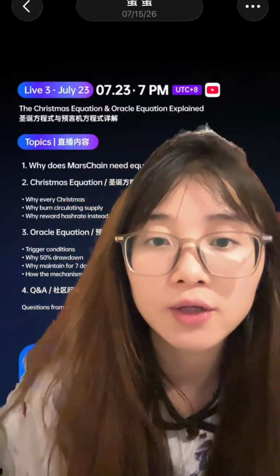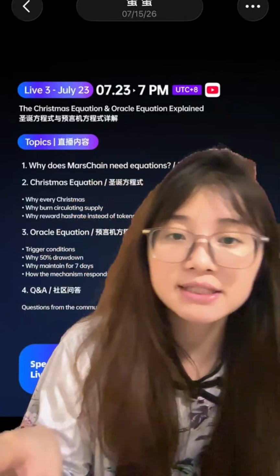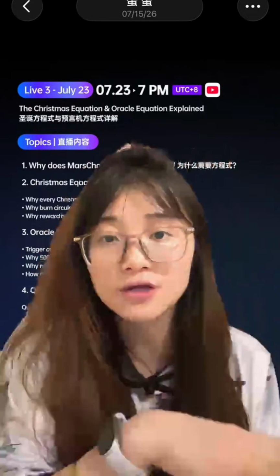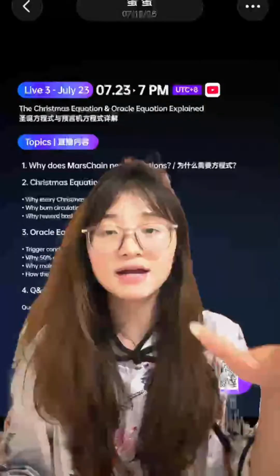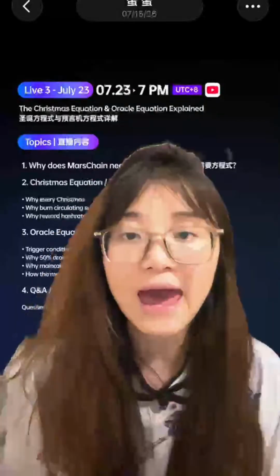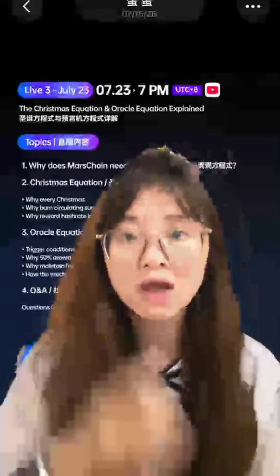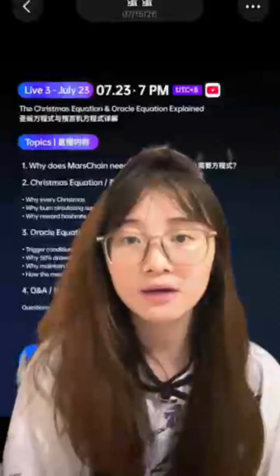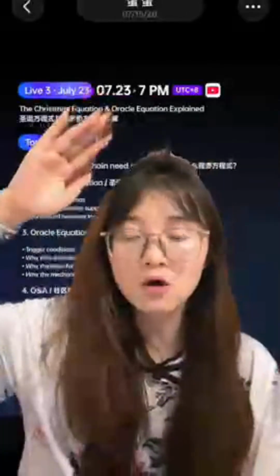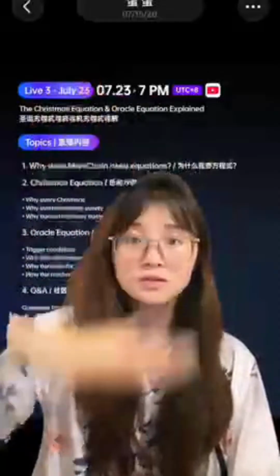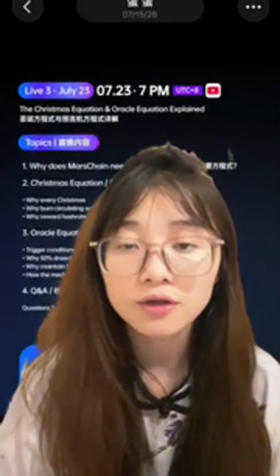So how about our core equation? It also wants to protect the price of the Mars tokens. When the price drops from the ATH, the all-time high, by about 50% in 7 consecutive days. Pay attention here, 7 consecutive days, and especially about 50%. So why 50%? Because it's normal for the price of a token to increase or decrease. However, when the price of the token is at a rather low threshold, then it will be triggered. It is similar to the Christmas equation.